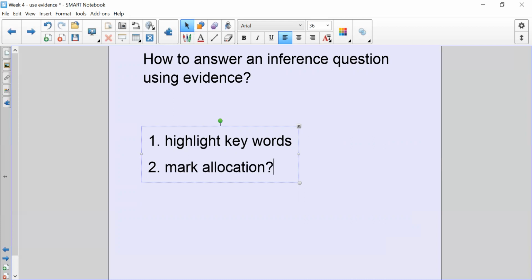So if it's worth 2 marks, then you need to be giving me 2 bits of information. If it's 3 marks, then it's 3 bits of information using our point plus our evidence. And then if it's for 3 marks, we need to have the explain, okay? So point plus evidence is for our 2 marks. And if we need to give 3 marks, we need to explain that reasoning, okay?